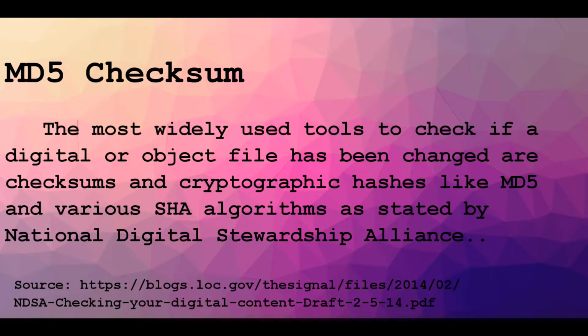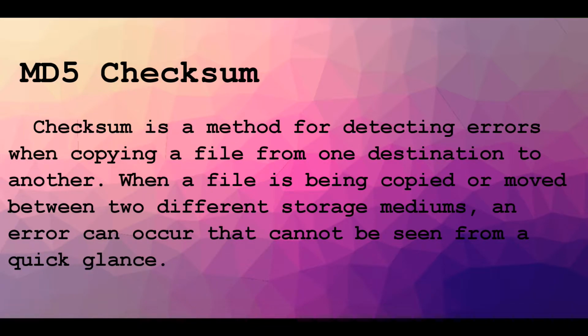The most widely used tools to check if a digital or object file has been changed are checksums in cryptographic hashes like MD5 and various SHA algorithms, as stated by the National Digital Stewardship Alliance. Checksum is a method for detecting errors when copying a file from one destination to another. When a file is being copied or moved between two different storage mediums, an error can occur that cannot be seen from a quick glance.